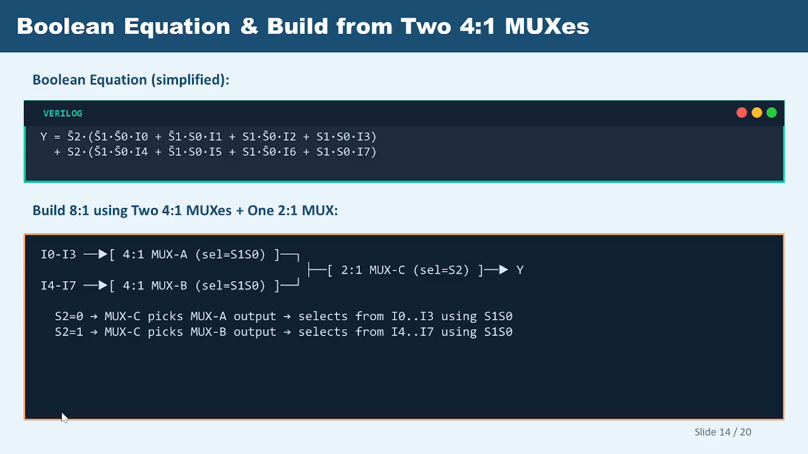Try this. I am going to give a task. Build an 8 is to 1 multiplexer using 4 is to 1 mux plus 2 is to 1 mux, and also build an 8 is to 1 mux using only 2 is to 1 mux.